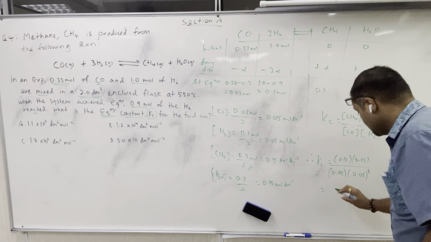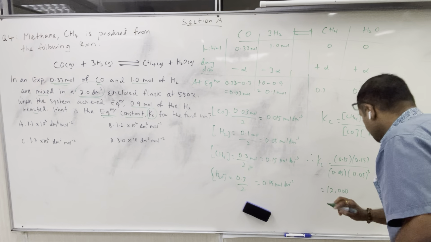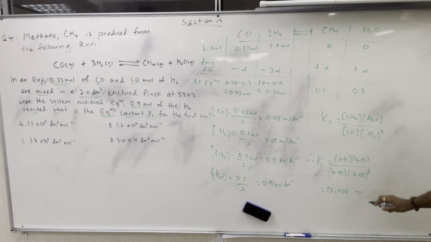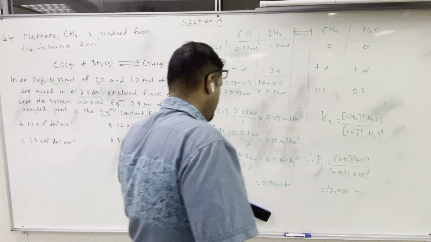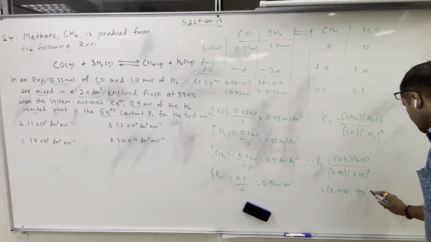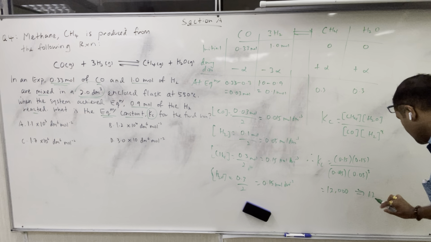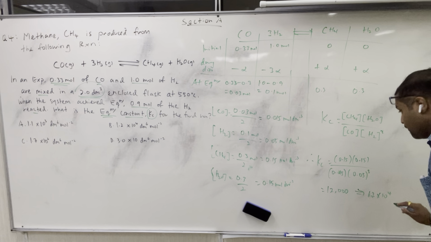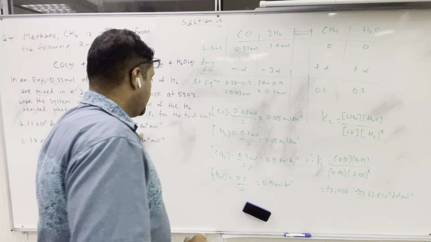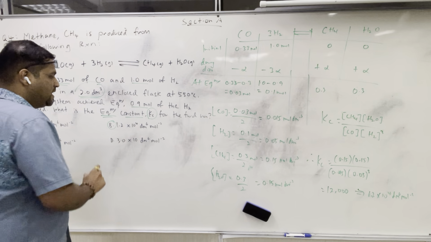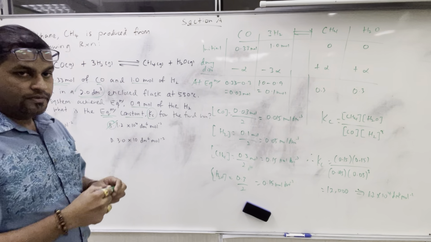So I'm getting 12,000. So this 12,000, let's look at the answer options. They express it in this form, so it will be 1.2 times 10 to the power of 4 dm to the power of 6 per mole square. So what we can see, the answer is clearly B. So B is the answer for this question.